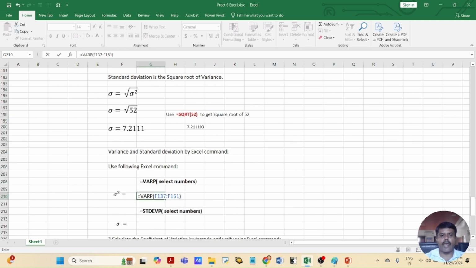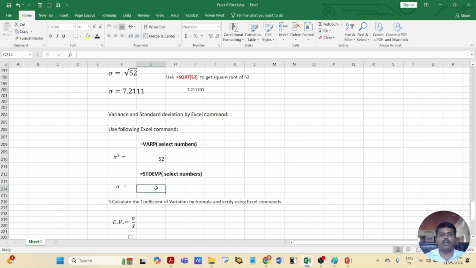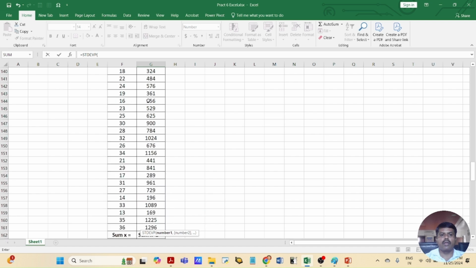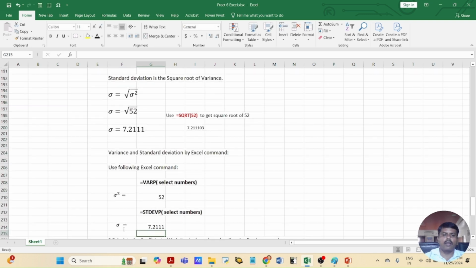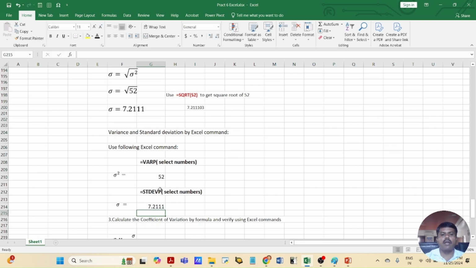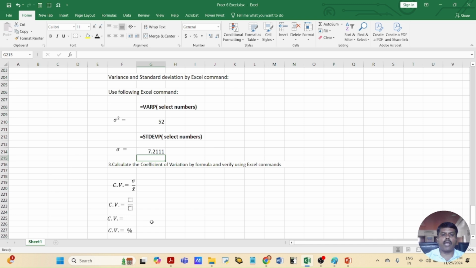Here we can see equal to VAR, and this is the range of values. And for standard deviation, we use STDEVP and select numbers under the X column. Then press enter. Here we can see the answers obtained by using the Excel command and the answers obtained above by using the formula method are the same. Now in the next step, we can calculate the coefficient of variation by the formula method.